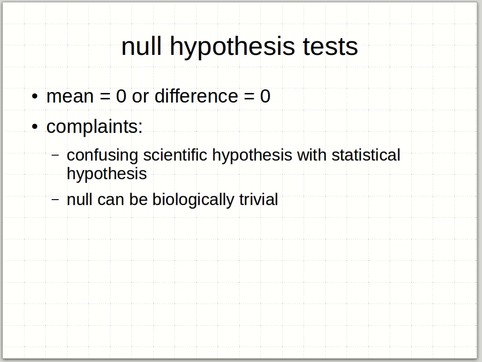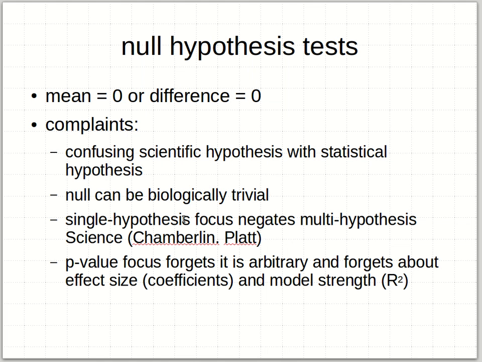If you found that there was no difference between two treatment groups, that tells you that there might not be some sort of effect due to the treatment, but doesn't really tell you anything about the biology of the system necessarily. You might be thinking about far more substantive matters that set you out to do this experiment in the first place. The single hypothesis focus that comes from a null hypothesis test of two variables, two factors, negates the multi-hypothesis science with a capital S that was espoused by Chamberlain and Platt. You remember those papers that we read early in the semester. We'd forgotten, essentially, how to do multiple models by focusing on null hypothesis testing. That occurred as a result of having confused scientific hypotheses with statistical hypotheses.